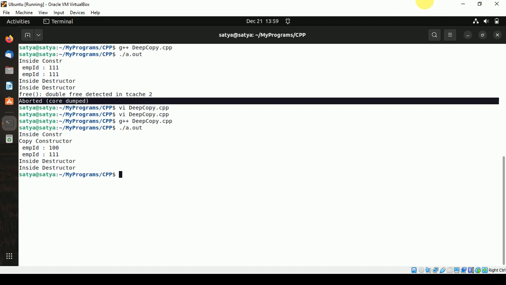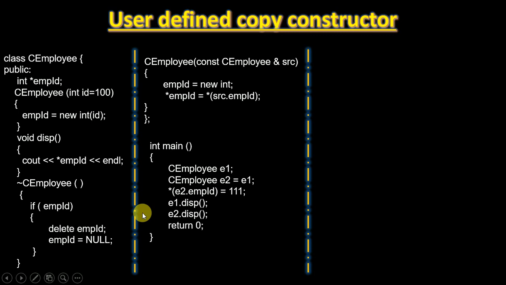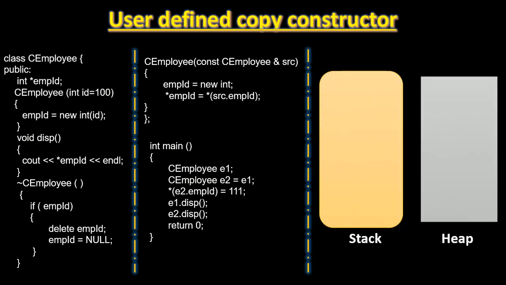Now let's analyze this program a little bit more. So this is the program: int star emp id, int id equals 100, emp id equals new int id, the display function, the destructor, and here is my copy constructor. Now let's analyze step by step. For this, take two memories: stack memory and heap segment memory. Just consider that we have two memory segments, stack memory and heap segment.